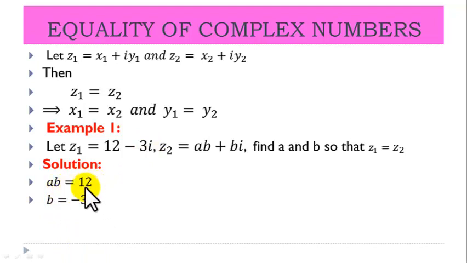Then from the first equation, we make a the subject of formula to obtain a equals 12 all over b. Substituting for b, we have 12 all over minus 3. 12 divided by minus 3 will give us minus 4. So a is minus 4 and b is minus 3.